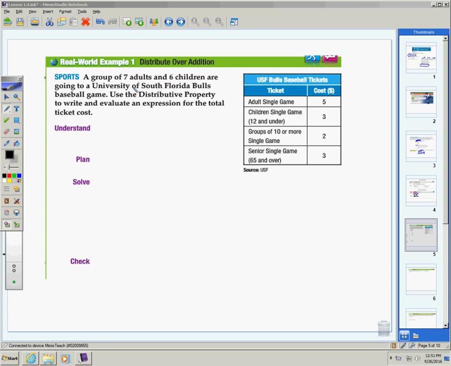Example 1, we're going to distribute over addition, and we've got a group of 7 adults and 6 children going to the University of South Florida Bulls baseball game. So we've got 7 adults and 6 children. And you're going to notice a lot of times with word problems, I try to underline important information. And what we're trying to do here is use the distributive property to write and evaluate an expression for the total ticket cost.